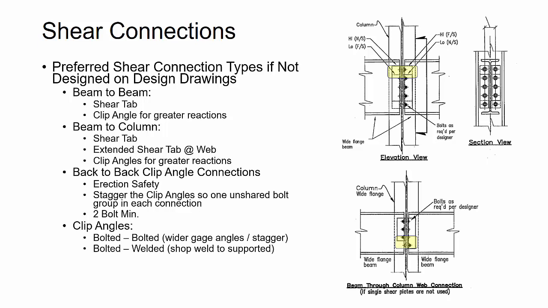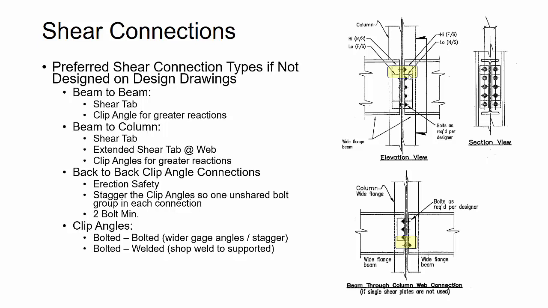Then also looking at clip angle connections, the two most common conditions you'll see is the fabricator prefers to do bolted welded or bolted bolted. If you do bolted connections, which means that there's bolts in the clip angles going to the supporting member as well as bolted to the supported member, you either use wider gauge angles, so that way there's clearance to actually put the bolts in and to tighten the bolts, or you'll stagger the bolts up and down. So there are conditions like that. So bolts in the supported member are at a different spacing than the bolts in the supporting member.